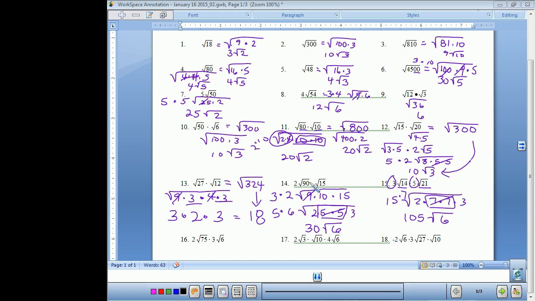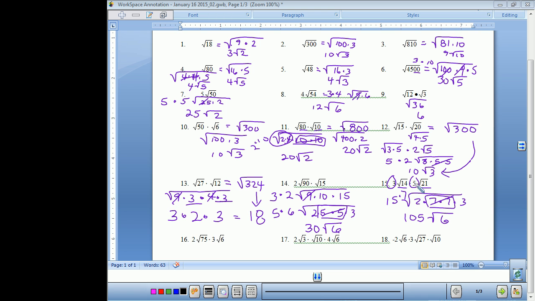On this one, we could break the 90 down into 9 times 10. The square root of 9 is 3. That's where the 3 comes from. And then if I broke the 10 down into 2 times 5 and the 15 down into 5 times 3, we have the 2 5's, so we can pull out the 5. 5 times 6 is 30, so it's 30 roots of 6. The 2 times 3 gave us the 6.